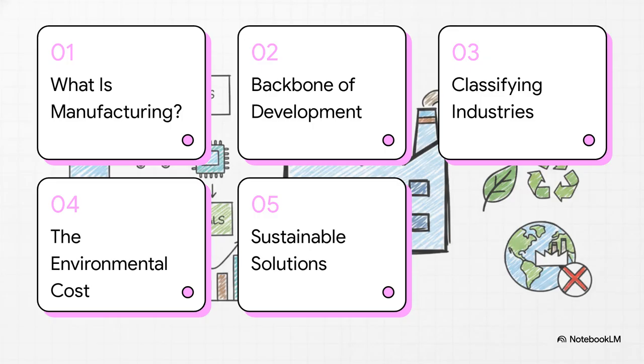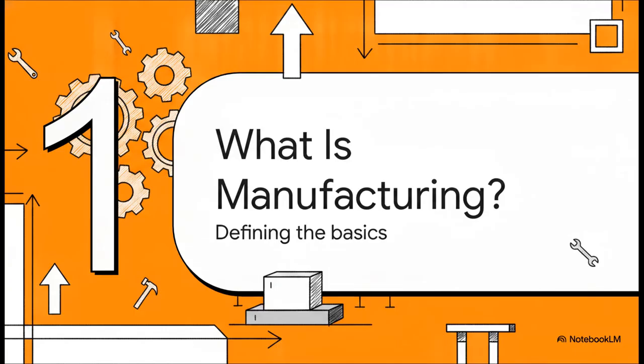First, what exactly is manufacturing? Second, why is it the backbone of development? Third, how do we classify these industries? Fourth, the environmental cost. And finally, finding sustainable solutions. All right, part one. What is manufacturing? Let's get our basic definitions straight before we look at the heavy machinery.